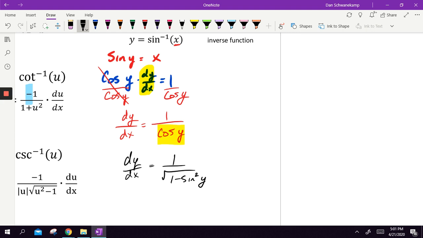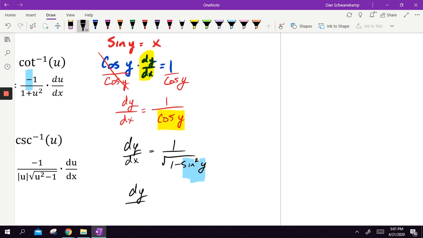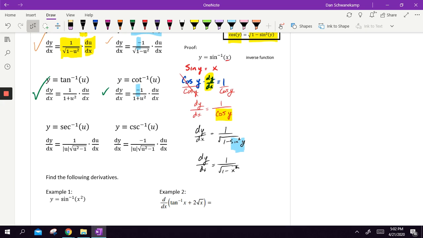Well, how does that help us here? Well, look right here. We've got sine of y squared. Well, what could I put instead of sine of y? The sine of y is equal to x, so that means dy over dx is equal to 1 over the square root of 1 minus x squared. We just did a substitution there. That is where the inverse sine derivative comes from. Do you need to memorize that? No, but I thought I would show it to you because it's cool.